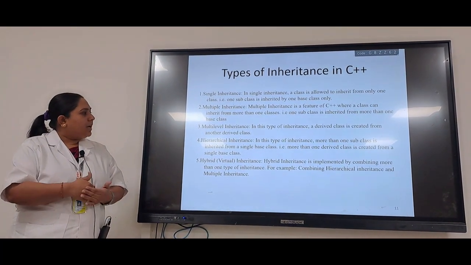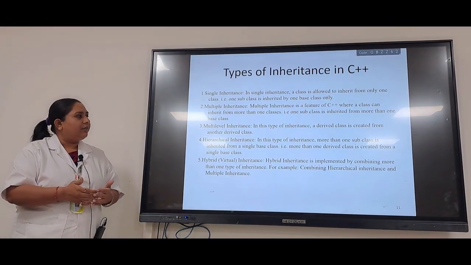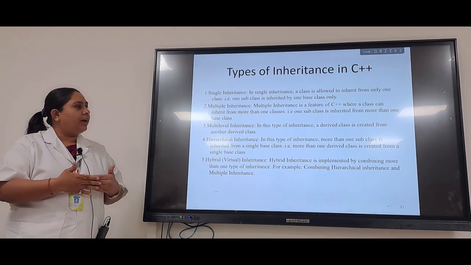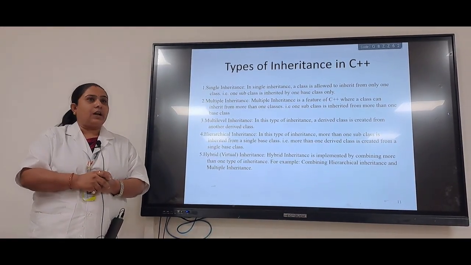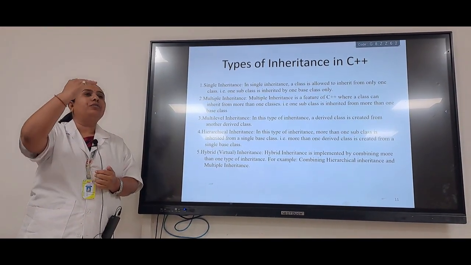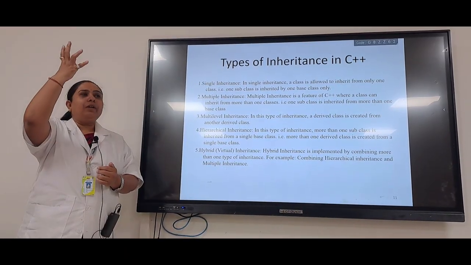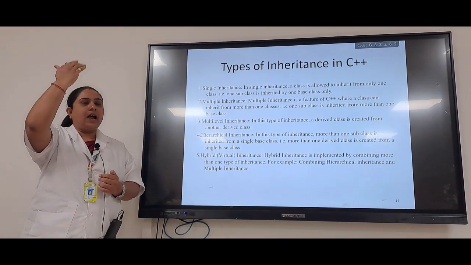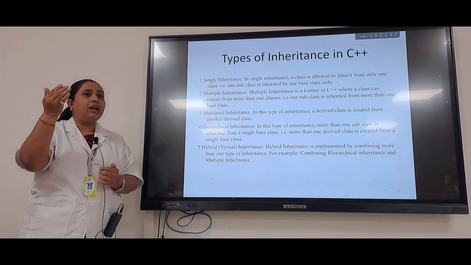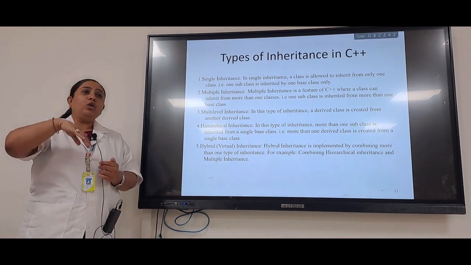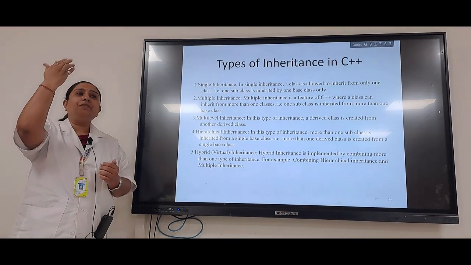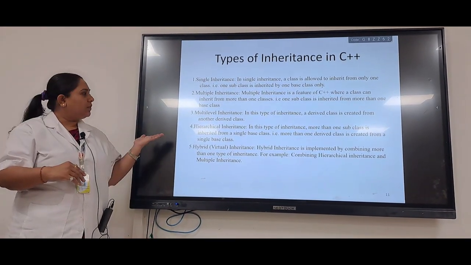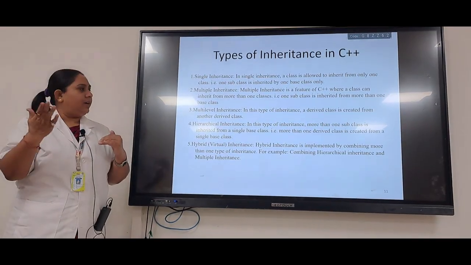Let us come to the next type of inheritance, that is multi-level inheritance. In this type of inheritance, a derived class is created from another derived class. So we may have a kind of levels. At the top level we may have a base class, at the next level we may have a derived class, and below that again we may have another class which is derived from the previous derived class. So this will be multi-level inheritance.